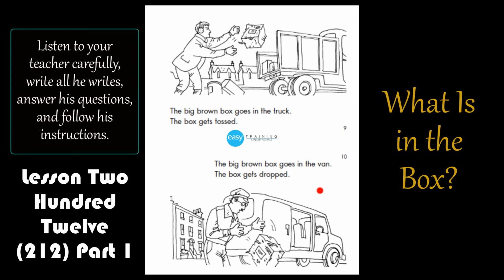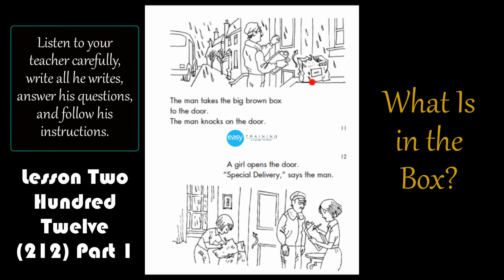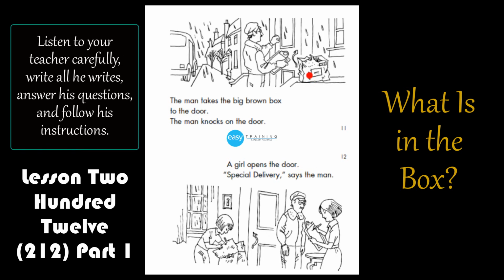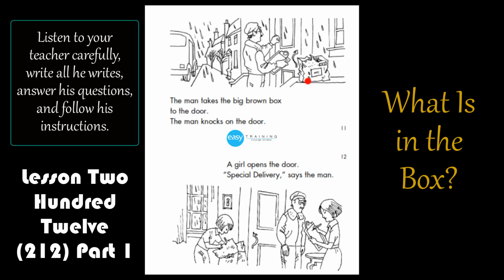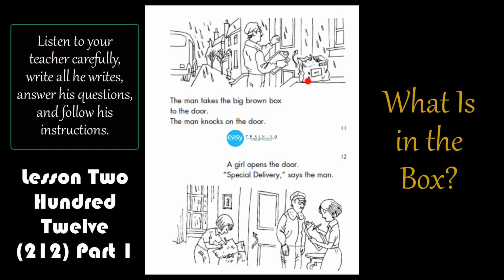And now the box goes in a van. This is a van. And it gets dropped. Oh my. What is in the box? Is it okay? Has it been destroyed? Has it been ruined? Here is the box. How do you compare this box to the box in the beginning of the story? Does it look the same?